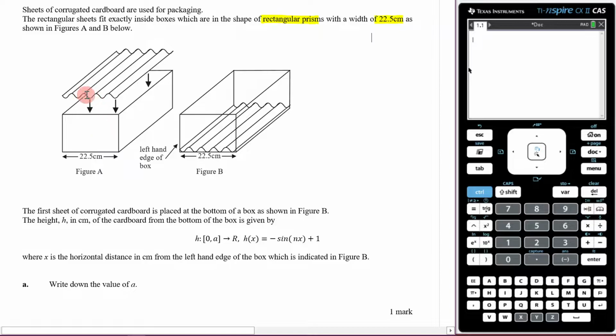So here we go. We've got this corrugated cardboard, which has been put into boxes, and it fits exactly within this box, which means that this has a width of 22.5.